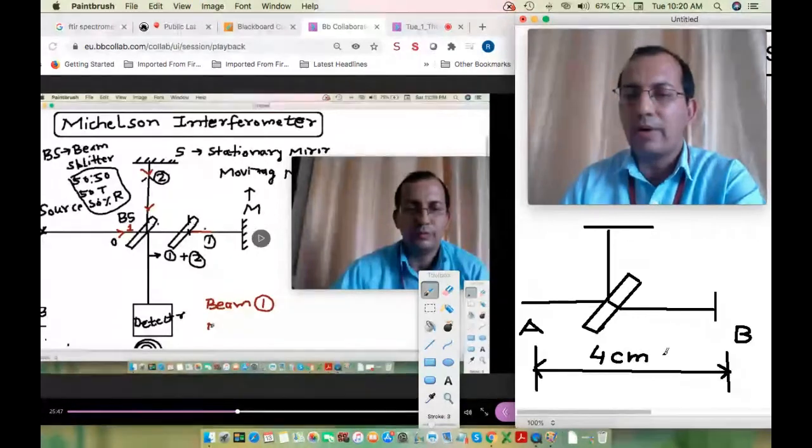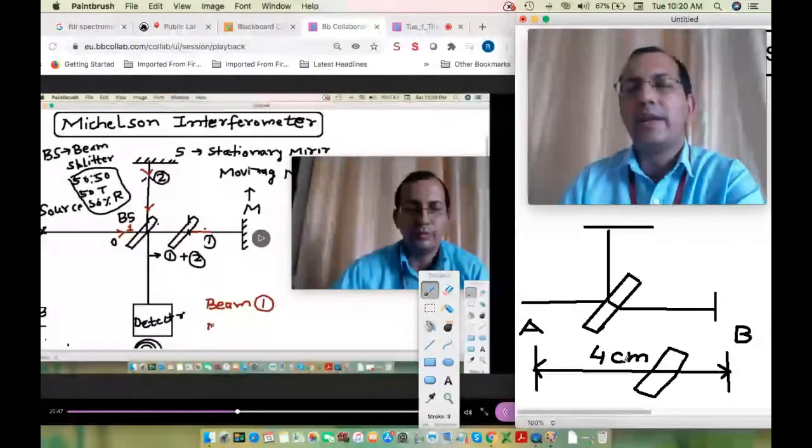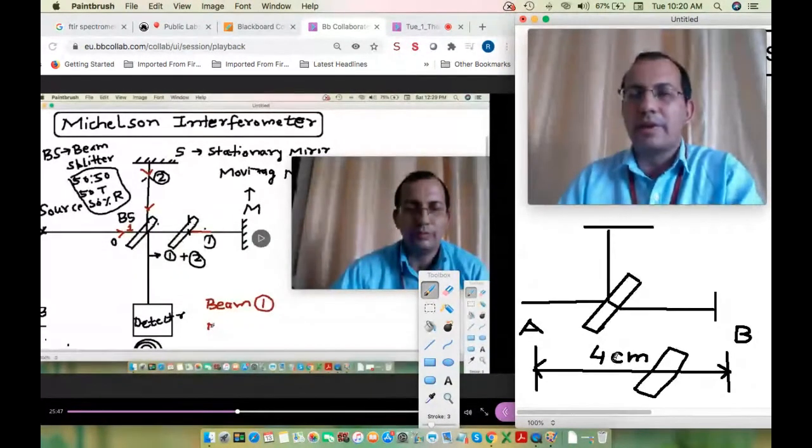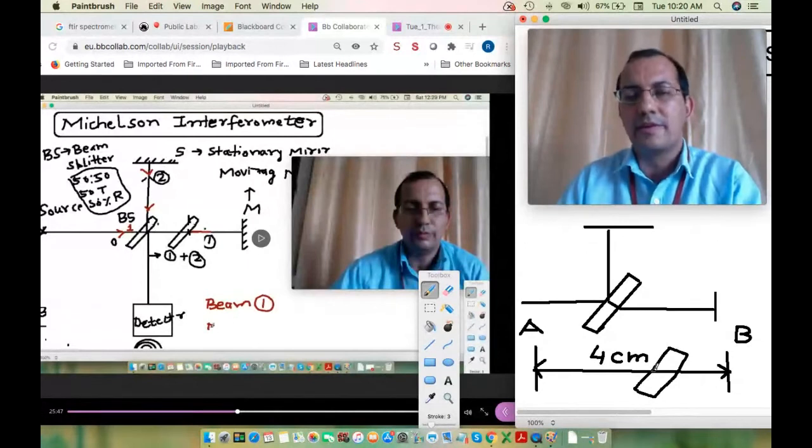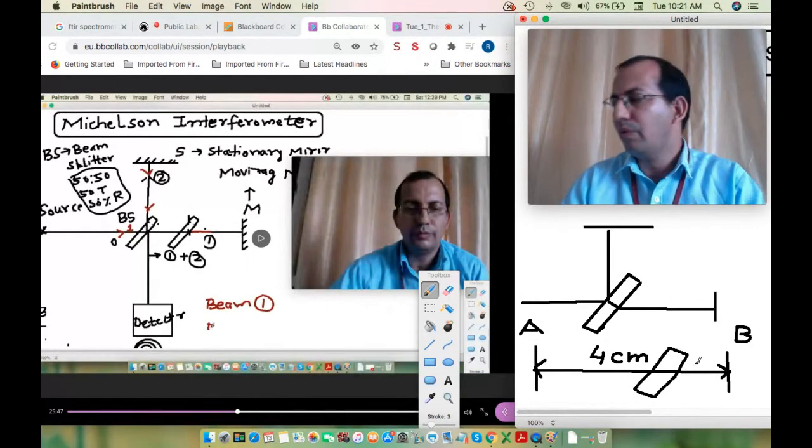But now you introduce a beam splitter in between. Now, is it 4 centimeters? No, it won't be 4 centimeters. Geometrically it will come out to be 4 centimeters, but optically it will not be 4 centimeters. Why? Because you have additional glass in this case, so the speed of the light is reduced. So this path length, which is 4 centimeters, is not actually 4 centimeters. You have to understand that from one point of view or another.